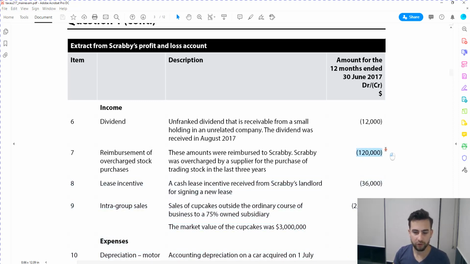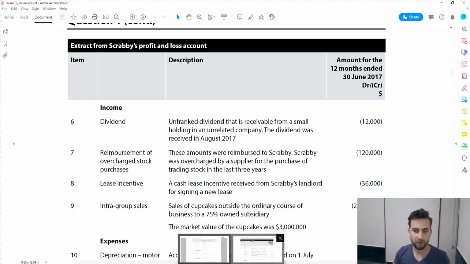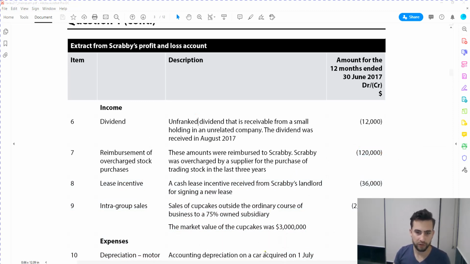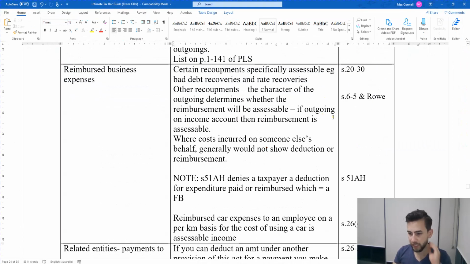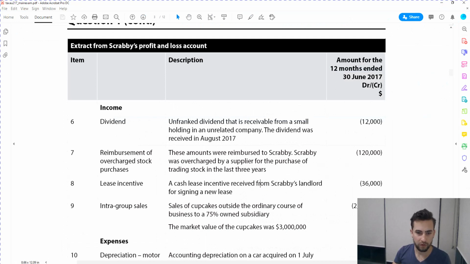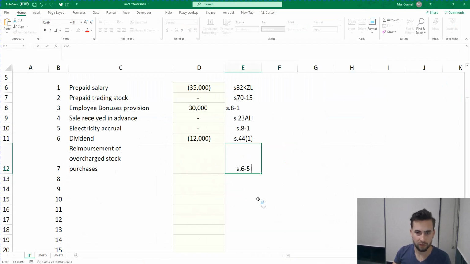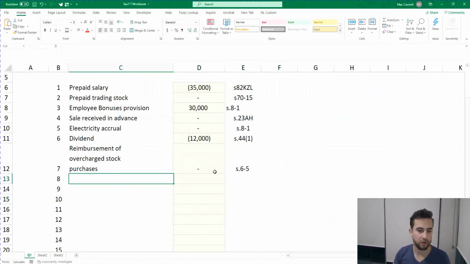So currently they've put that income in, $120,000. For tax, it also needs to be included. That means there's going to be no adjustment. So let's include our section reference here. We can probably just use this one, section 6-5, as that aligns with what it's saying here. So we'll go section 6-5, and there's going to be no adjustment for that.